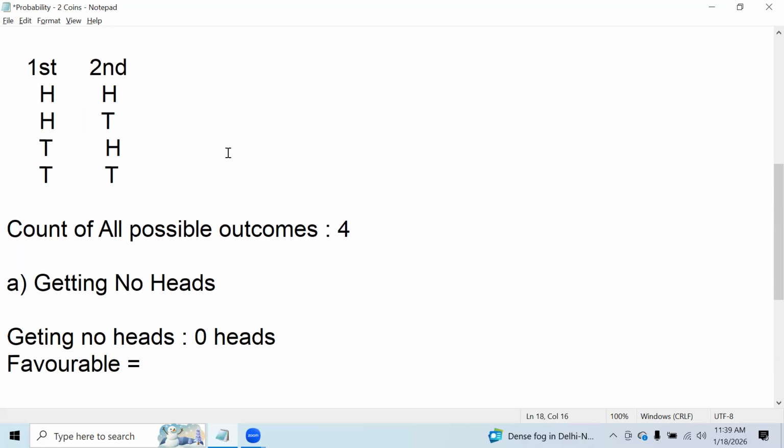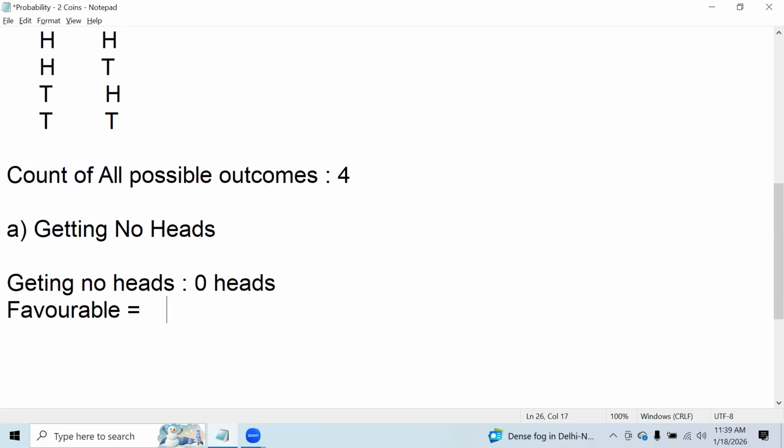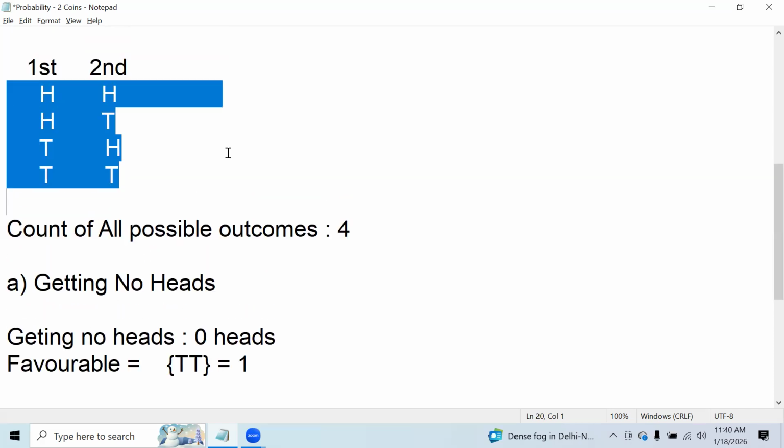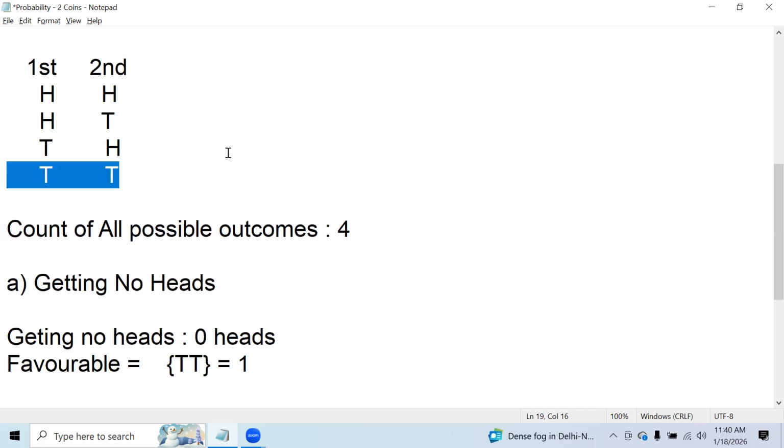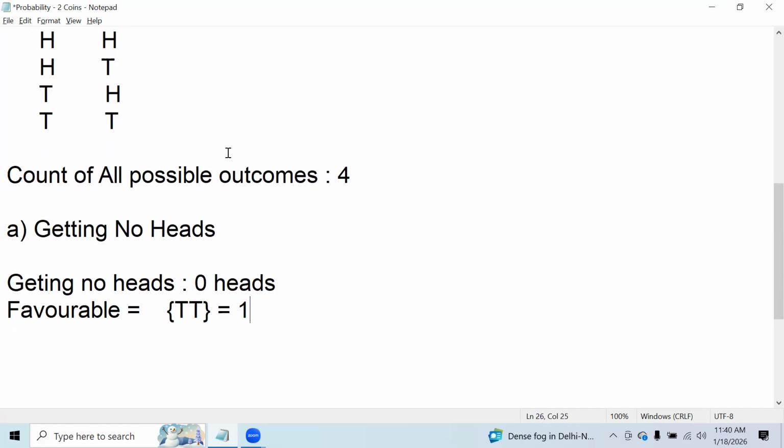Here there's one head, so we cannot consider this. Here it's tail and tail. So do we have any head over here? Out of two coins, none of the coins is having heads. So this is a favorable outcome for us. So we can say that the favorable outcome is TT, and the count of favorable outcomes is 1. So if you look at all the four possibilities, only TT is favorable for us where we don't have any head. That's why our favorable outcome count is 1.